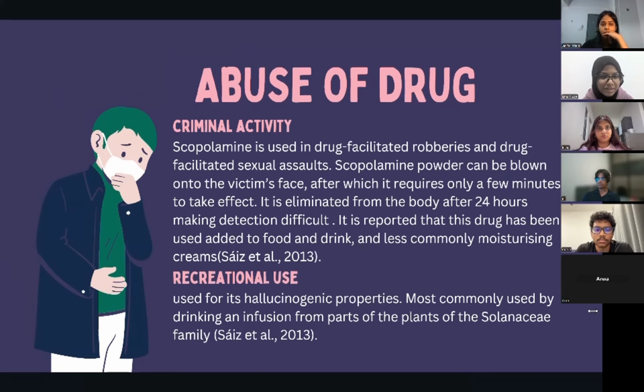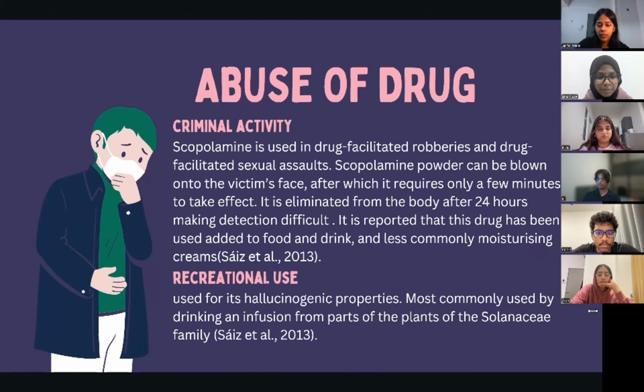Scopolamine is abused in different ways, including criminal activity and recreationally. Scopolamine is an odorless and tasteless drug, and although it has a bitter taste if consumed orally, its ability to impair free will is a reason why it's used in drug-facilitated robberies and sexual assaults.